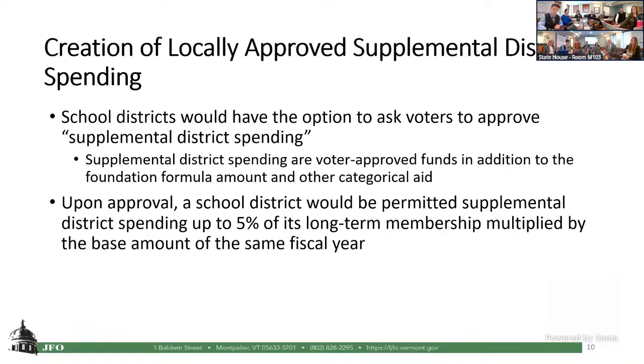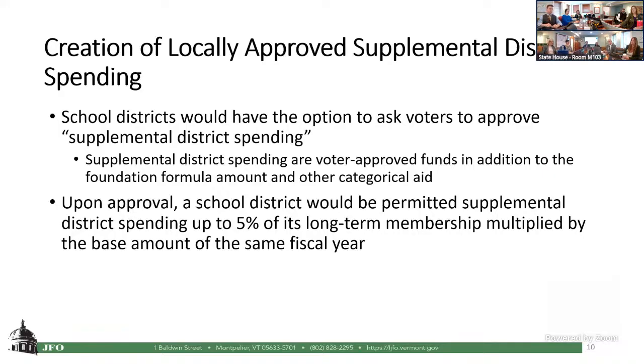This is also contingently effective. Also created in Act 73, and this is that provision where school districts have the option to ask voters to approve what is called supplemental district spending. Those are voter approved funds that are in addition to the foundation formula amount, the EOP, and the grants that Ezra just spoke about, and other categorical aid.